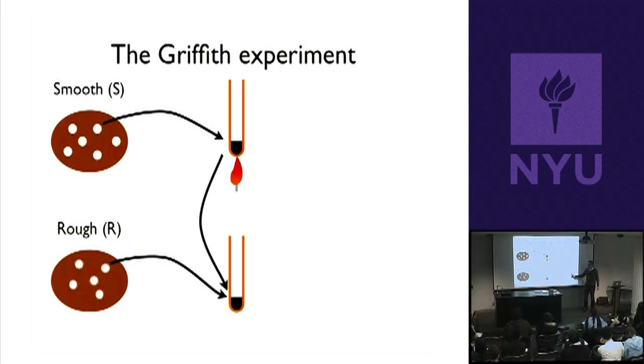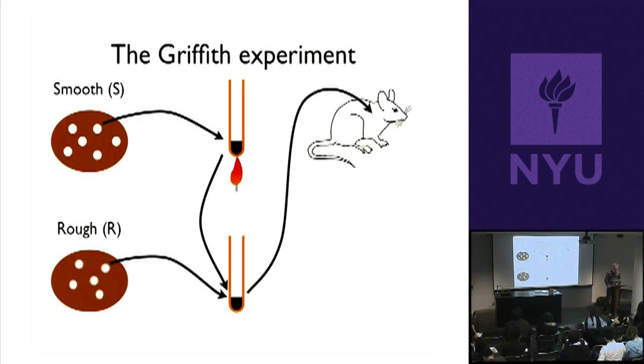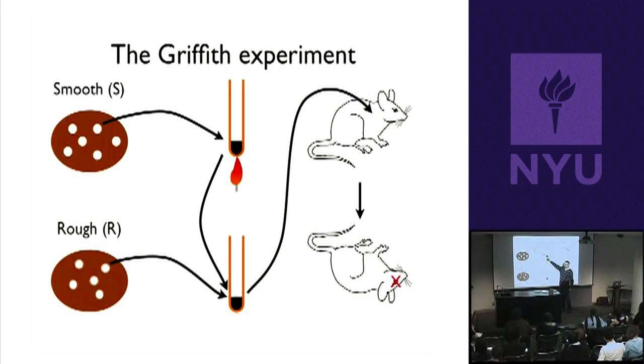Okay? But what happens is he takes this dead material from the smooth cells, mixes it with the live rough cells, injects it into a mouse, and the mouse dies. Okay? So what does that mean? It means that there's something in this test tube that's a physical, chemical substance, not a living thing anymore, that can transform rough cells into smooth cells. Okay? And he called it the transforming principle. So there's some material in this test tube after the cells have died that transforms rough cells into smooth cells. Okay? And so he can test this, right?